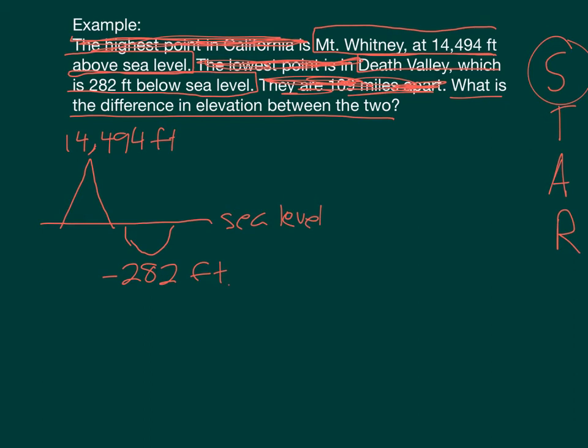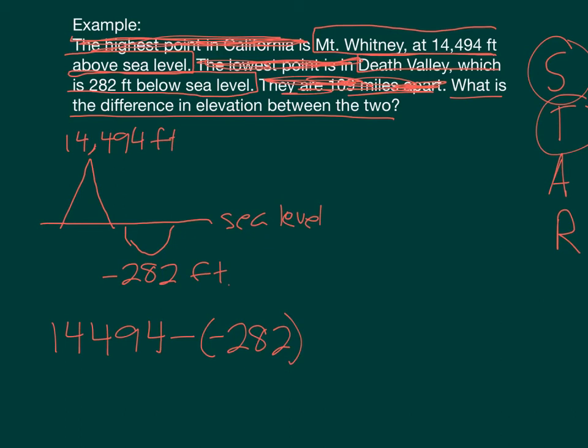It says, what is the difference in elevation between the two? So my math statement, if I'm looking for difference, difference means subtraction, 14,494 minus, we're going to subtract 282. So that represents the difference between the 2 points. Now, we're done with our T step, we're done with translating, now we can look for our answer.